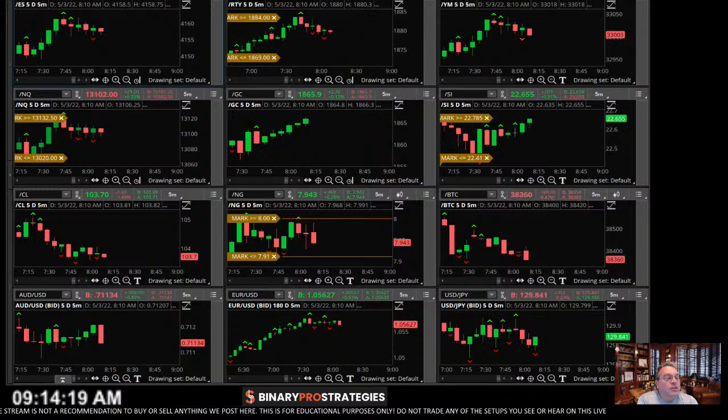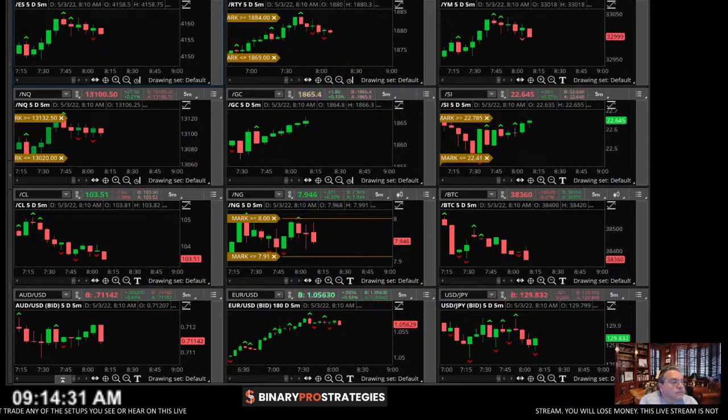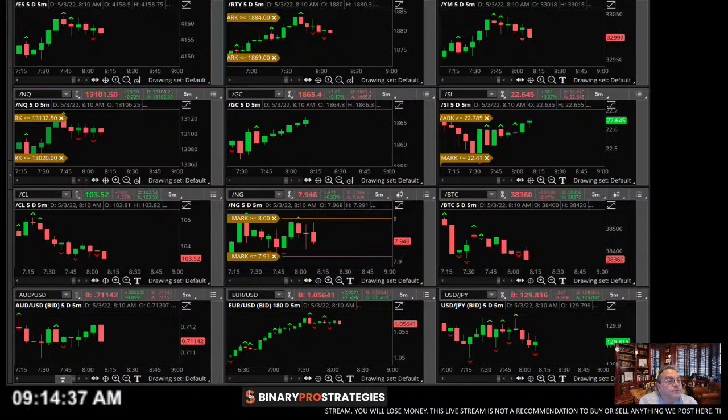Liking this natural gas short. Real good entry, very close to reversal. I think we're going to be good on R2Y. Mini Nasdaq looks good. No core setups yet. Possible short coming up on the US yen. We'll see here if it holds.